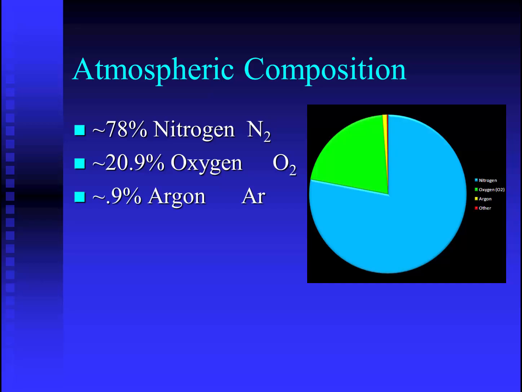The third most abundant gas in the Earth's atmosphere, at about 0.9%, is argon, an inert noble gas. This is the primary gas that makes up what we call dry air.